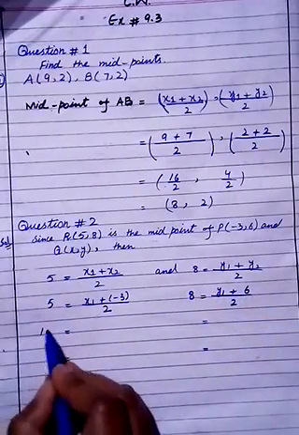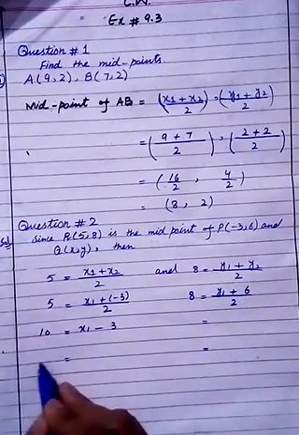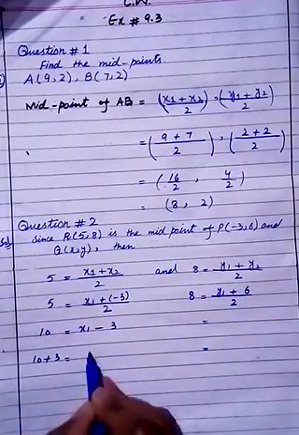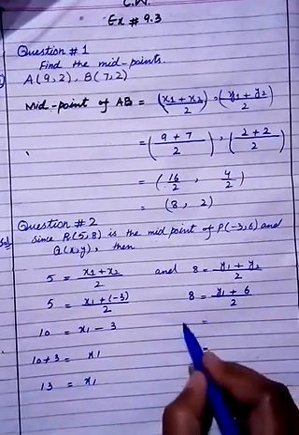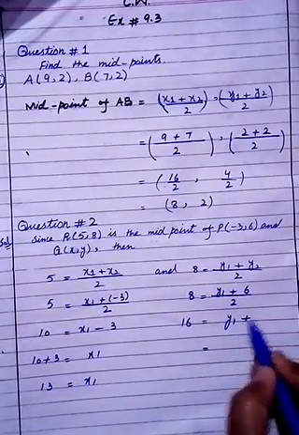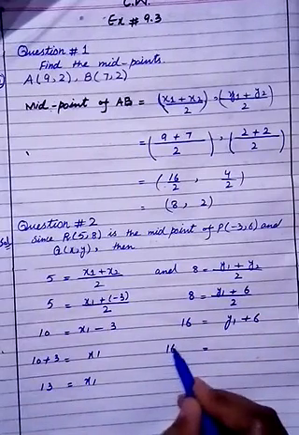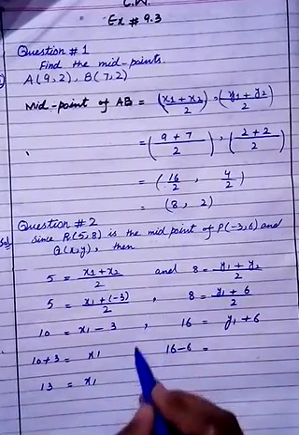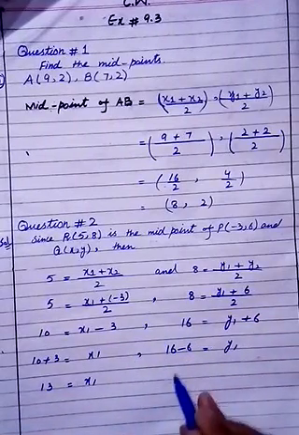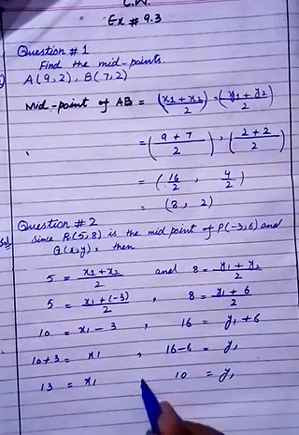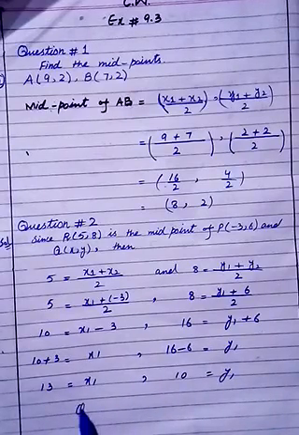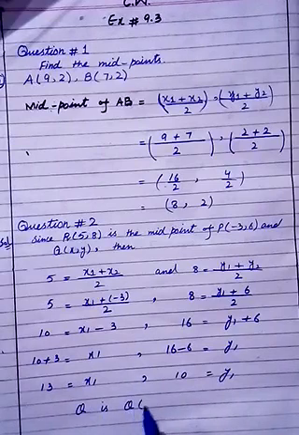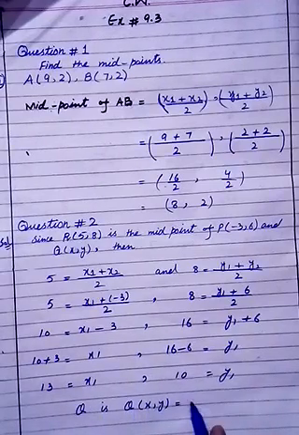So 2 times 5 is 10, x1 minus 3, so 10 plus 3 and x1 equals 13. Now 8 times 2 is 16, y1 plus 6. Now 16 minus 6, y1 equals 10. Hence the coordinates of the end point Q (x, y) equal 13 and 10.